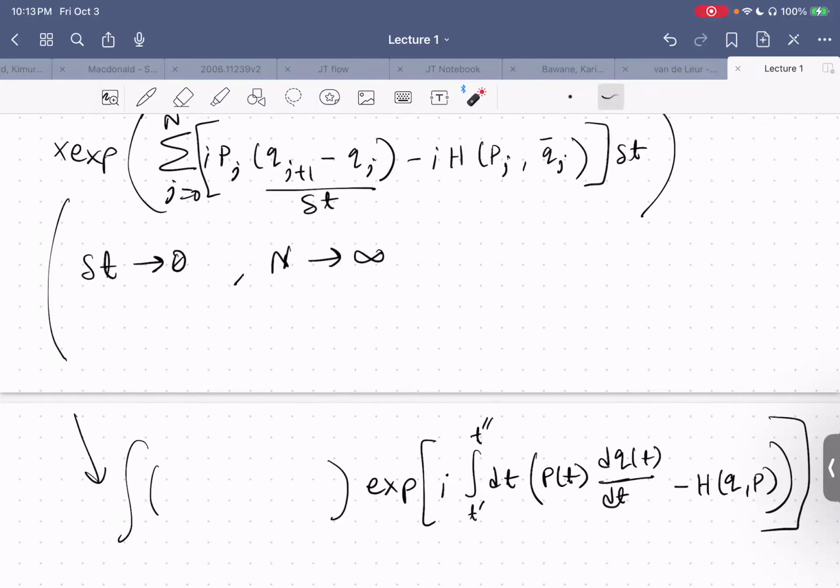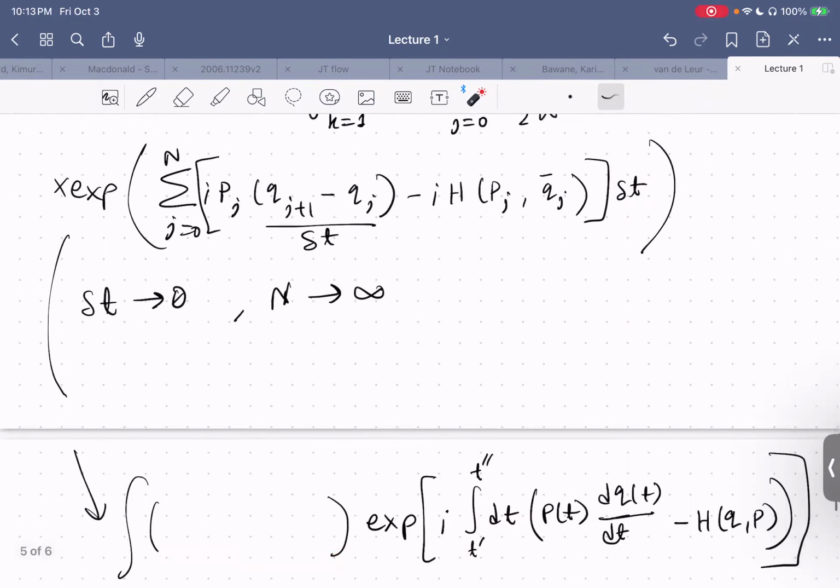Okay, so this p_j simply becomes p of t, because recall that p_j was introduced for each timestamp j, so it becomes now a continuous function of time. This becomes the derivative of q with respect to time, and this just H of q of t and p of t. Both of them are functions of time. And the summation over time becomes an integration over time from initial time to final time.